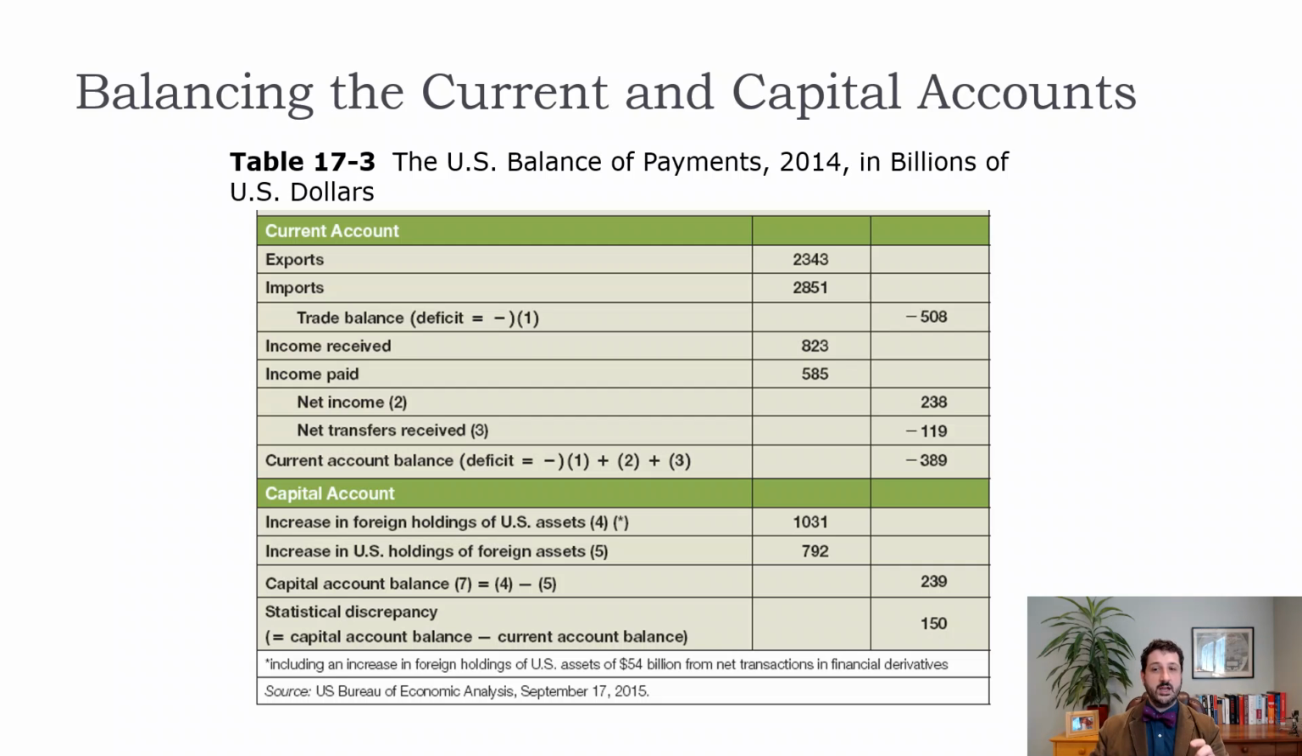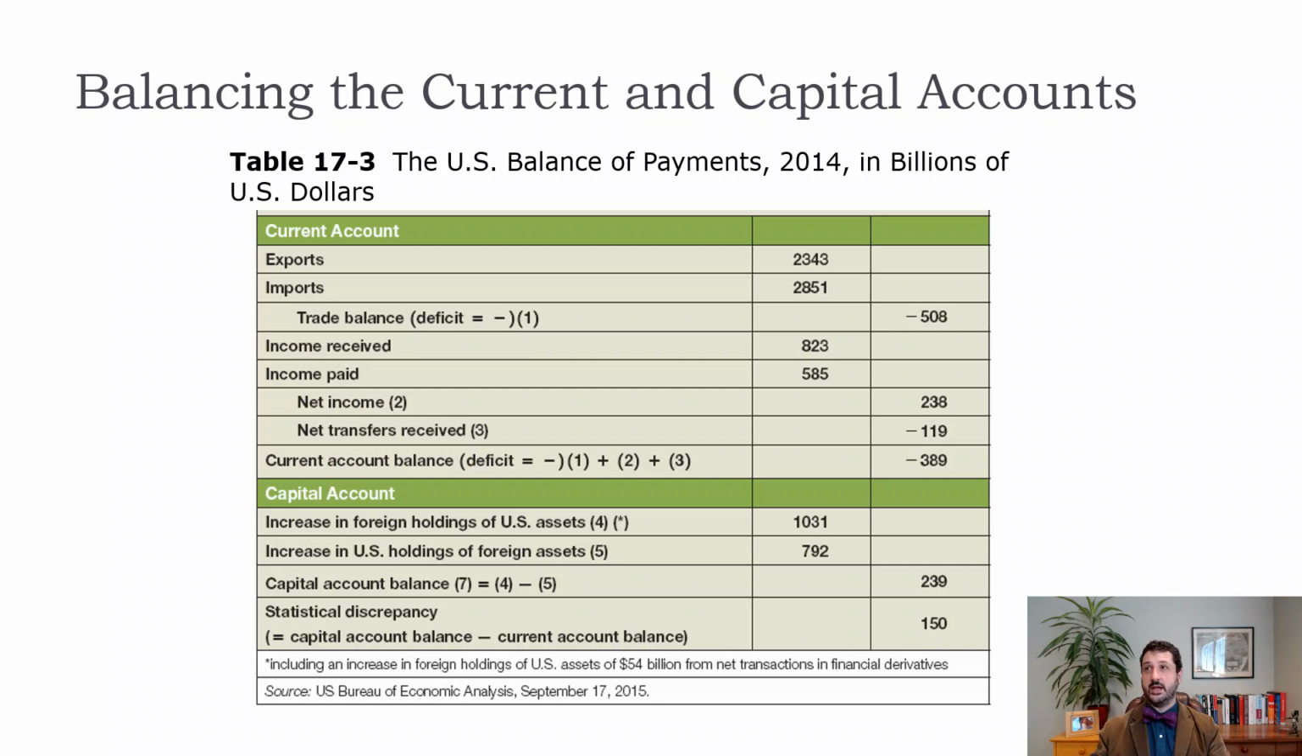Now, from income received, so this is the income that Americans received from countries around the world, was $823 billion, and we paid $585 billion to foreign individuals, corporations, whatever, around the world. So our net income was just 823 minus 585, or 238. So we had a positive net income.